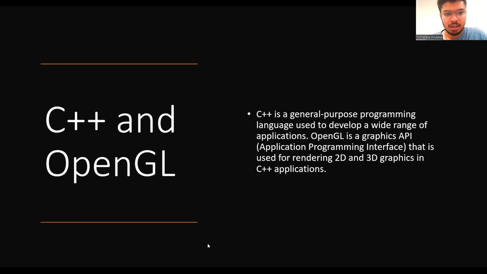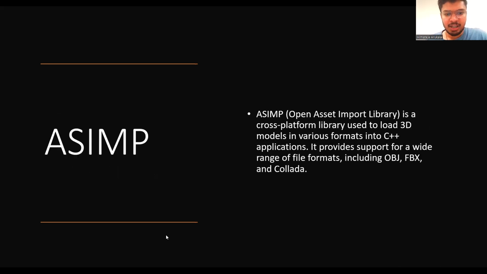ASSIMP. ASSIMP, or Open Asset Import Library, is a powerful cross-platform library that allows for the loading of 3D models in various formats into C++ applications. With support for a wide range of file formats including OBJ, FBX, and Collada, ASSIMP provides developers with a versatile toolset for incorporating 3D models into their applications. By leveraging ASSIMP, developers can more efficiently, easily, and effectively create visually stunning and immersive software experiences.